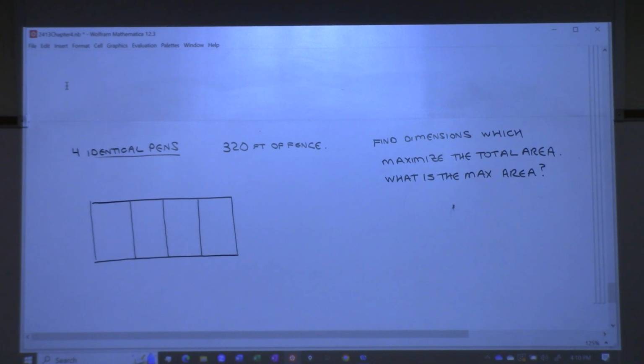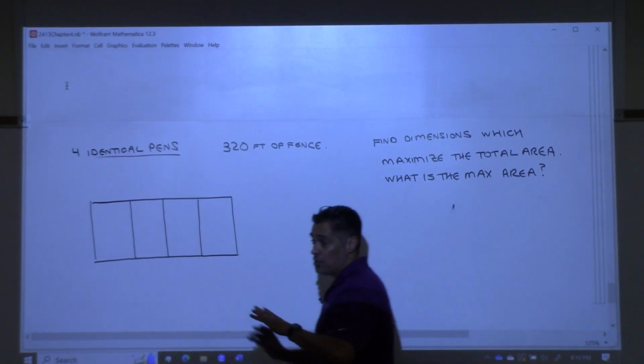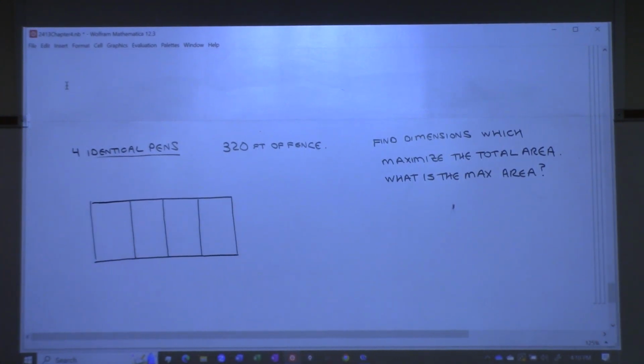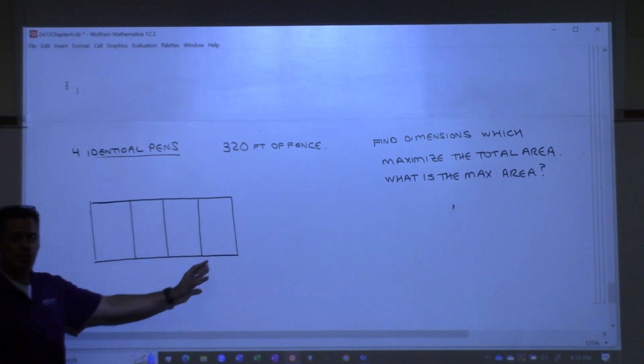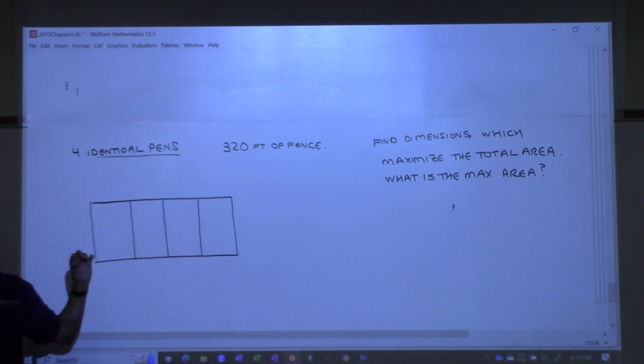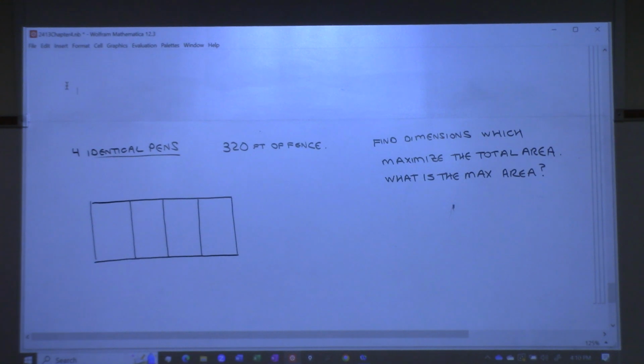So this is the same problem as the one we started this whole idea with, where I said if you had string and you laid it on the ground and made a rectangle, everyone does it different ways and we're going to get different areas. If you have 320 feet of fence, there's a bunch of different ways you can build this. But I want it built in a way that you get the maximum area.